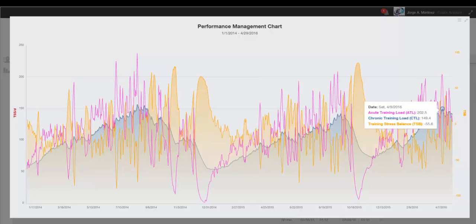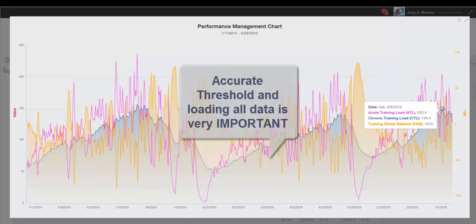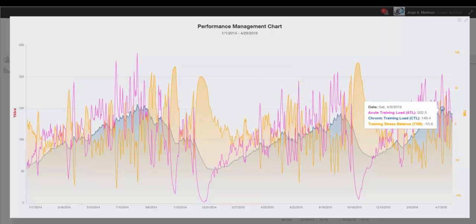Because this is only as good as the numbers that you feed it. So if your threshold numbers are accurate, if you log all your data, it's going to give you a better representation of your fitness. But also this is a mathematical model that only understands ones and zeros. It assumes that we work like a machine: if we do a lot of training, we get fit, and if we stop training, we lose fitness. And that's not necessarily how it happens.